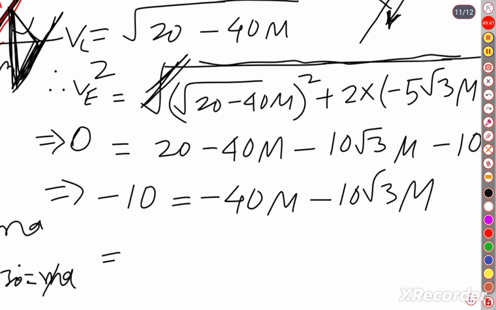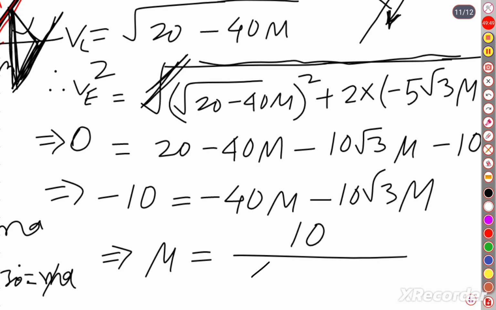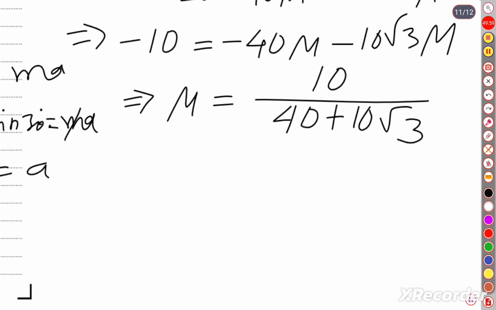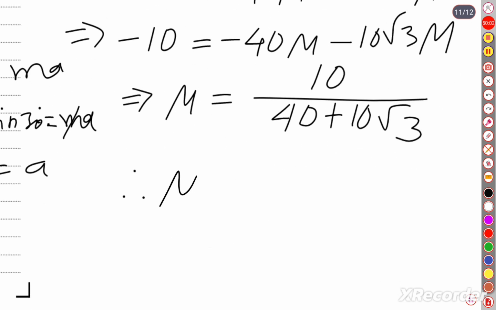We are searching for mu, so if all the negative symbols are omitted, mu is going to be 10 over 40 plus 10 square root over 3. Ultimately, mu is 10 over 40 plus 10 root over 3. It is going to be 0.1738. If we round it up, it is going to be 0.174, and mu doesn't have any unit.